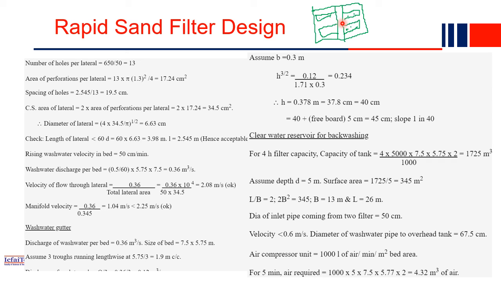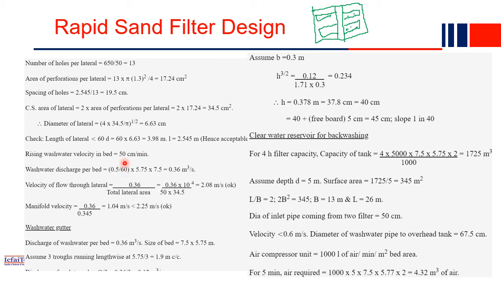Now you can check it. In the last slide we have seen that the length of the lateral should be less than or equal to 60d. So 60 into d comes out to be 3.98 meter, which is more than the length of the lateral. Length of the lateral is 2.54, so it is acceptable, that's fine, right? Now the rising water velocity is 50 centimeter per minute. We have considered it from the earlier chart. Now the wash water discharge per bed will be 0.5 by 60.